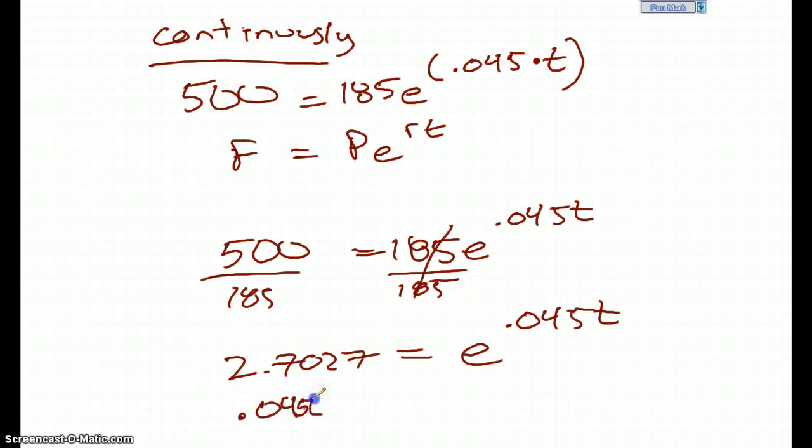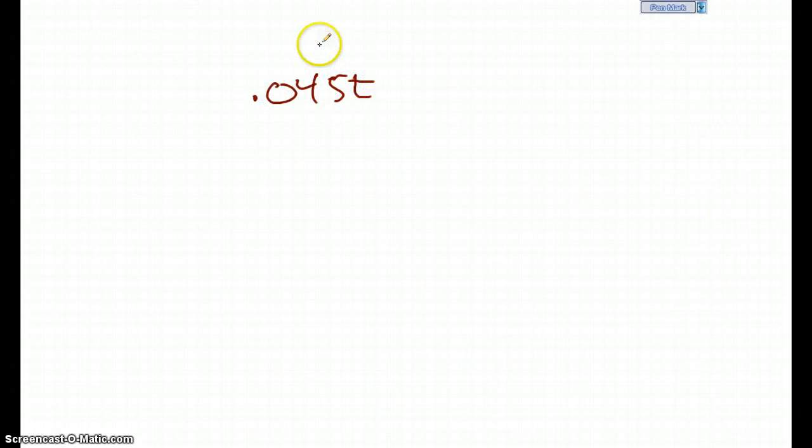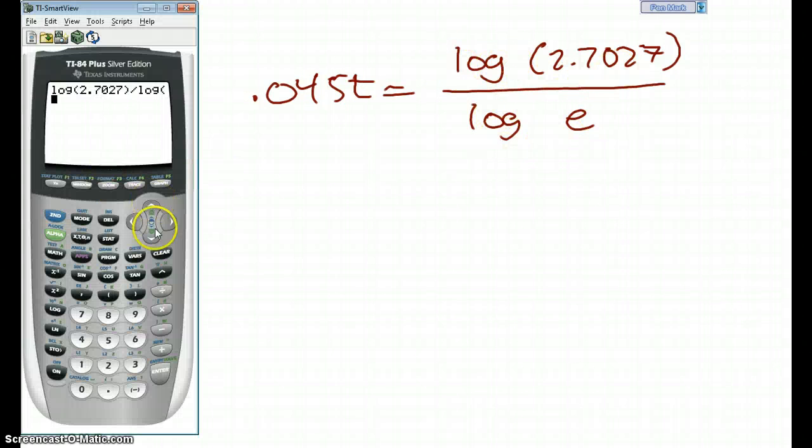0.045t is the power on top of e that gives me 2.7027. So in my calculator, I would do log of 2.7027 divided by the log of e. And so to get the value of e in there, remember we said in an earlier video you can do second and the division sign, and that gives me e. You don't want to use the capital E, because that's a letter.